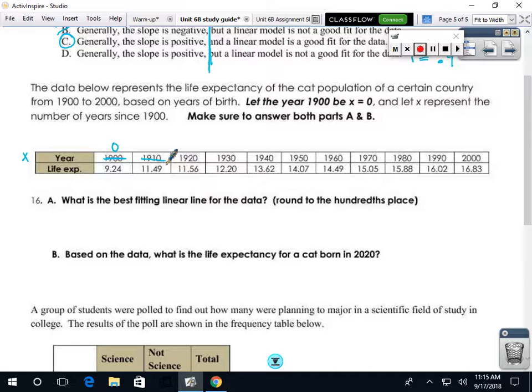What would 1910 be renamed? 10. From 1900 to 1910, isn't that a 10-year period? And so what would we rename this one? Right. And so what about this one? Right, because in the year 2000, hadn't that been 100 years since the year 1900? Okay, so now it's renamed, and now we're going to answer these questions, part A and part B.